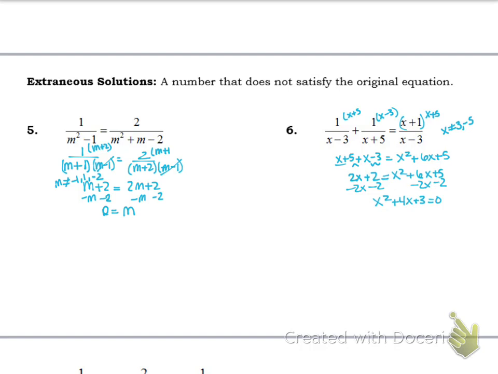So multiplies to 3, adds to 4 is 3 and 1. So when I do my ZPP and solve it, I get x equals negative 3 and negative 1, which it can equal both of those, so we are good.